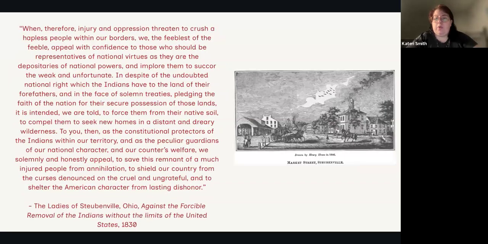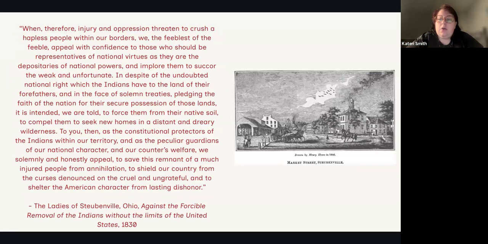There are also others who are worried about this in this period of the 1820s through the early 1830s and beyond. Here we have the ladies of Steubenville, Ohio.